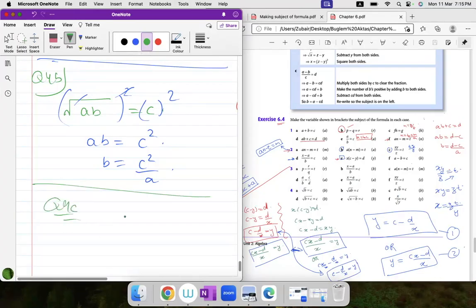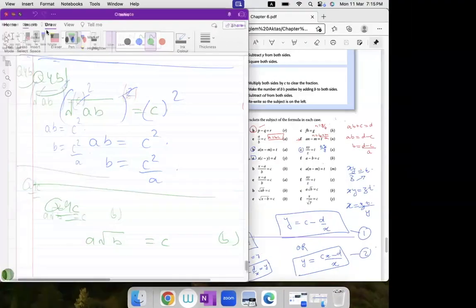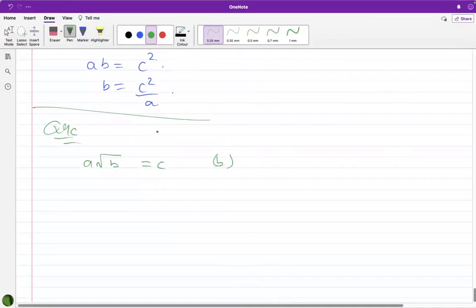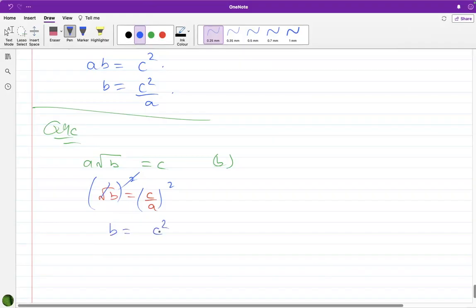Question 4C is A square root B equals C, and still we're making B the subject. So we have to square B and C as well. One way is square root B equals C over A. And now we take square on both sides. We get rid of this. This is B, and that is C square over A square.